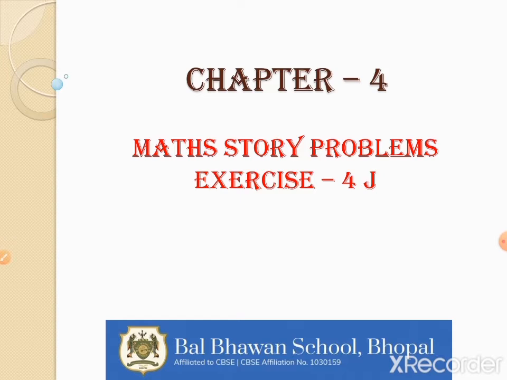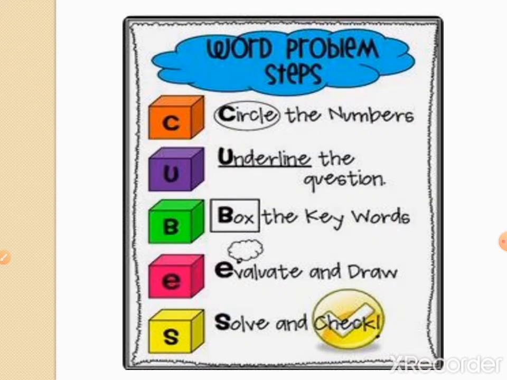But before starting that, let us learn some rules needed for solving story problems. So there are certain steps that we need to follow. First one is to circle the numbers. Whatever numbers are given in the question, you should circle them. Second is to underline the question. It means what is actually asked in the given problem needs to be underlined.